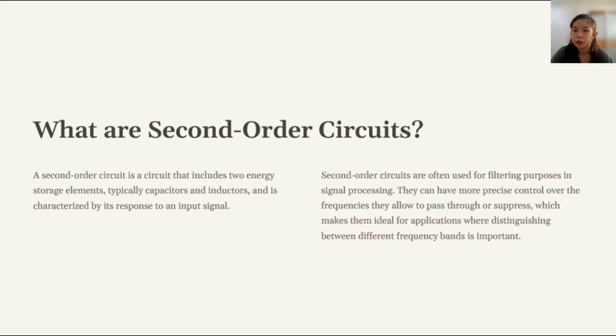Second-order circuits are often used for filtering purposes in signal processing. They can have more precise control over the frequencies they allow to pass through or suppress, which makes them ideal for applications where distinguishing between different frequency bands is important.